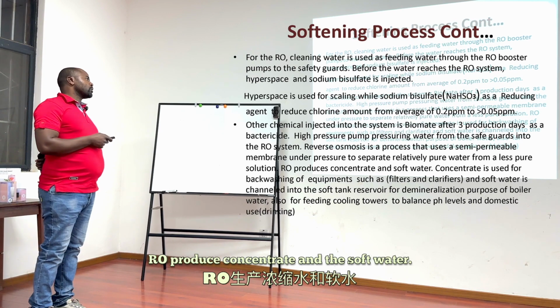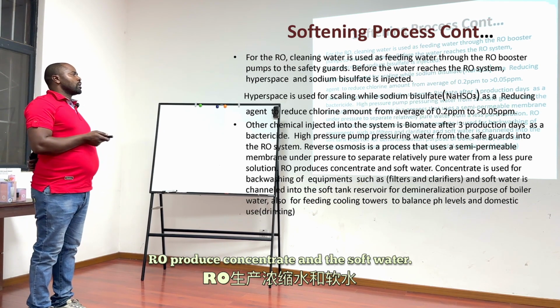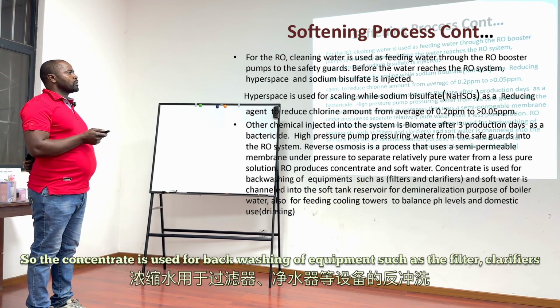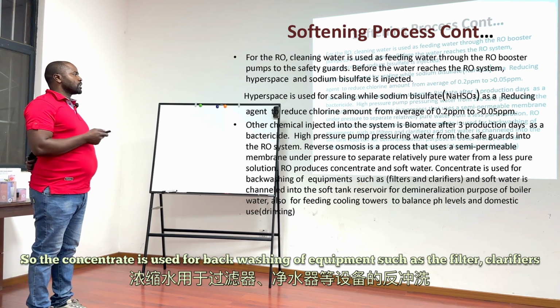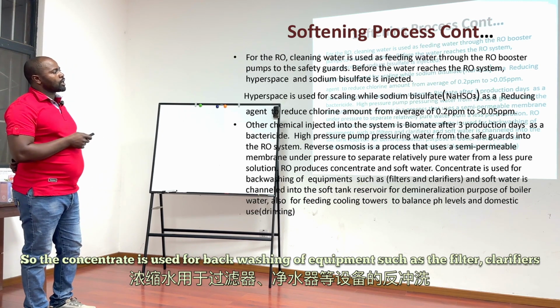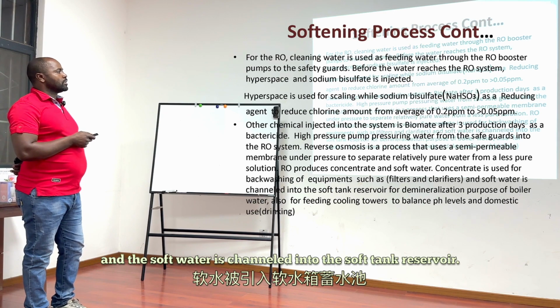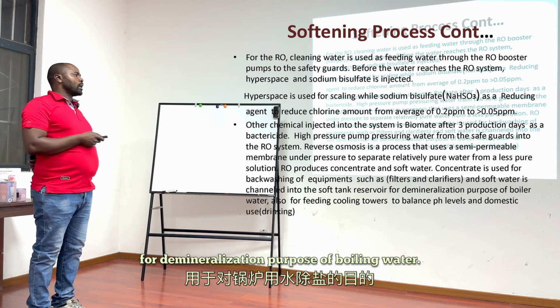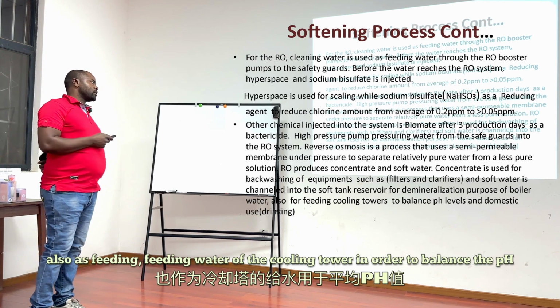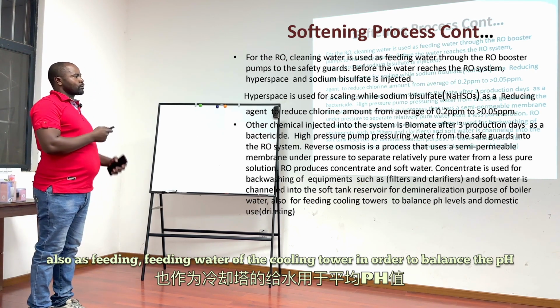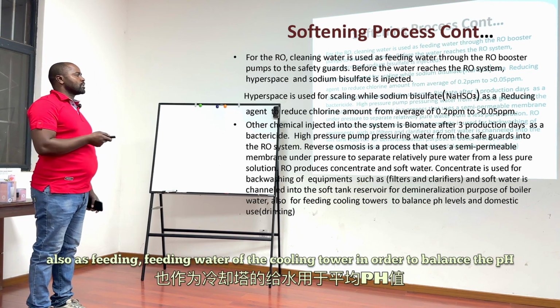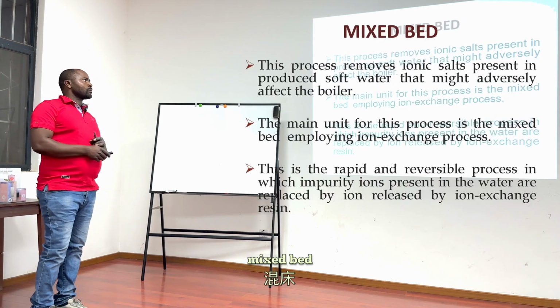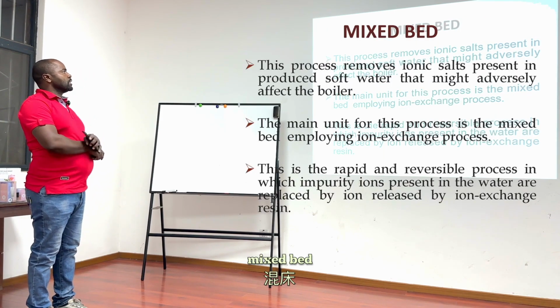RO produces concentrate and soft water. The concentrate is used for backwashing of equipment such as filters and clarifiers, and the soft water is channeled into the soft tank reservoir for demineralization of boiler water, and also as feeding water for the cooling tower in order to balance the pH.